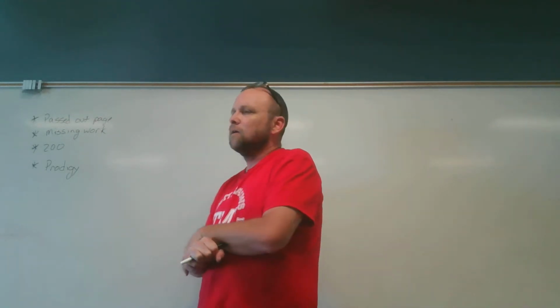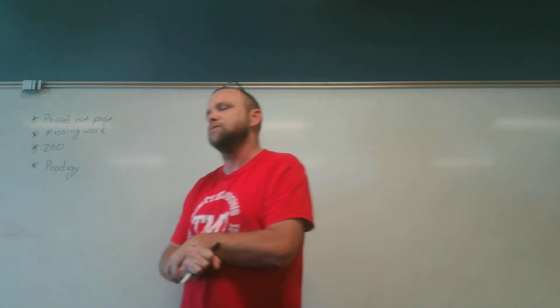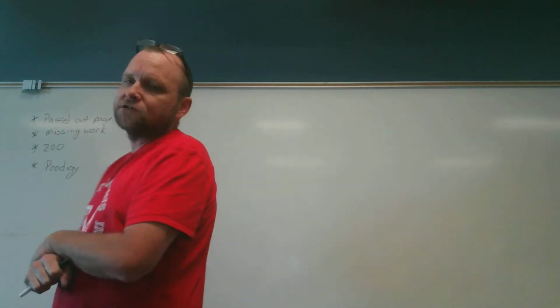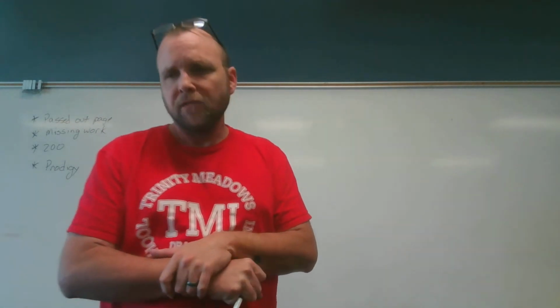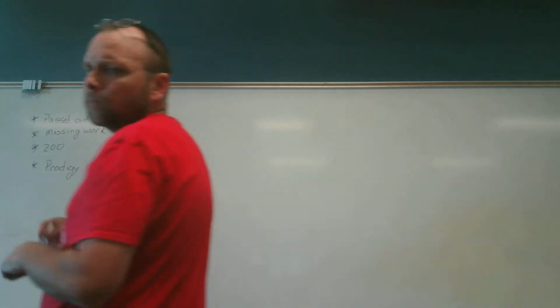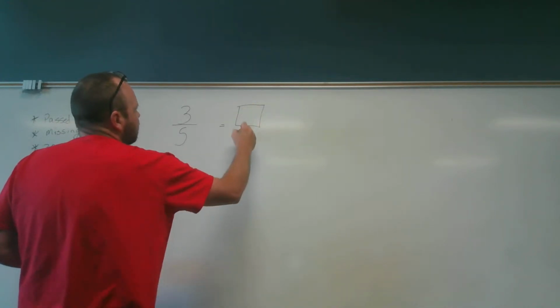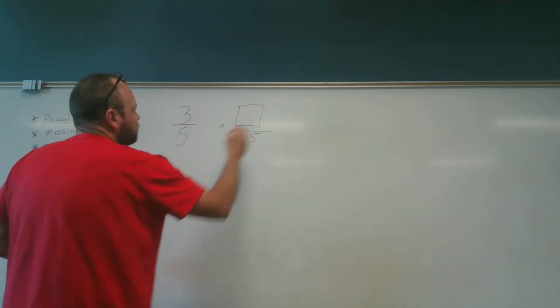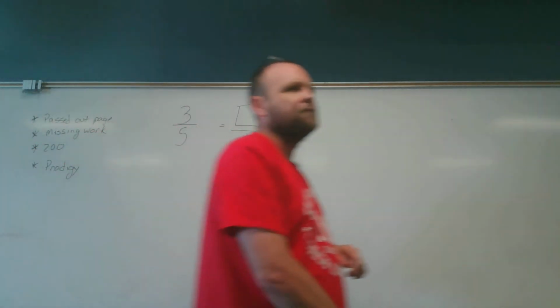The next thing we're going to do is finding equivalent fractions. The activity today, the first thing you're going to have to do is find equivalent fractions. So if I give an example of, let's say, 3/5 equals blank 15ths. 3/5 equals blank 15ths.